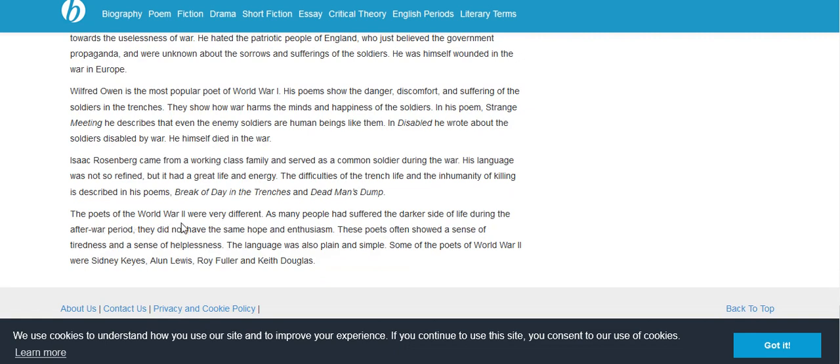The poets of the Second World War are very different, as many people had suffered the darker side of life during the after-war period. They did not have the same hope and enthusiasm. These poets often showed a sense of tiredness and a sense of helplessness. The language was also plain and simple. Some of the poets of the Second World War are Sidney Keyes, Alun Lewis, Roy Fuller, and Keith Douglas.